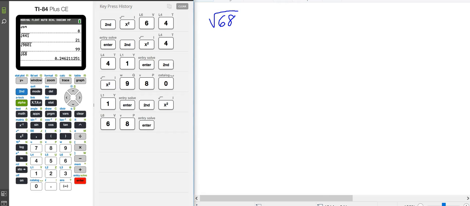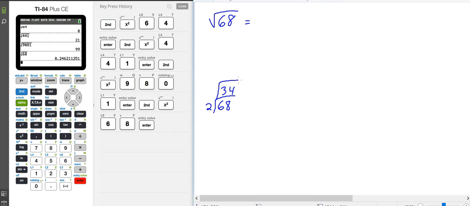On the Regents, if you have an answer that's not a perfect square, they'll want you to put it in simplest radical form. To do that, we want to find the prime factorization of 68. So we're going to do 68, and we're going to divide it by the smallest number that's greater than 1 that goes into it. The smallest number that's greater than 1 that goes into 68 is 2. 68 divided by 2, if you don't know what that is offhand, you could do it on your calculator. But 68 divided by 2 is 34.